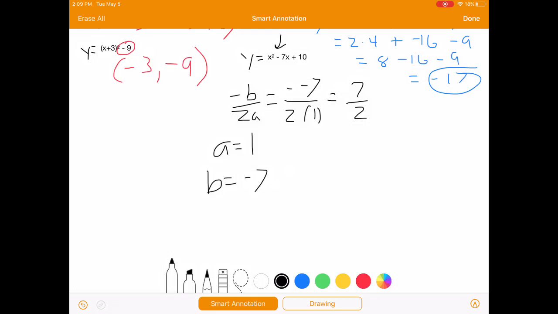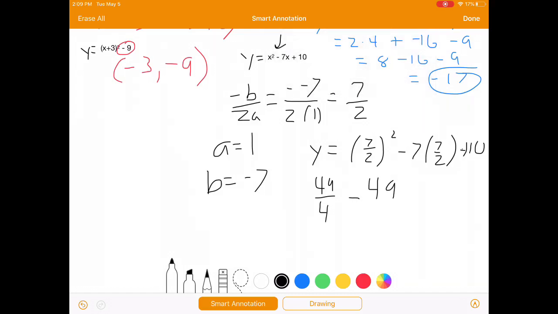So this is going to get a little sloppy, but not a big deal. So we have our x coordinate. Now we need to find our y coordinate. So y is going to be 7/2 squared minus 7 times 7/2 plus 10. So 7/2 squared, we just square both of these. 49 over 4. And we have negative 49 over 2 plus 10.